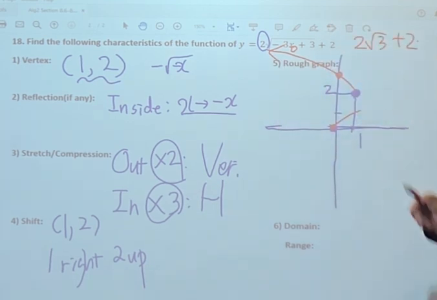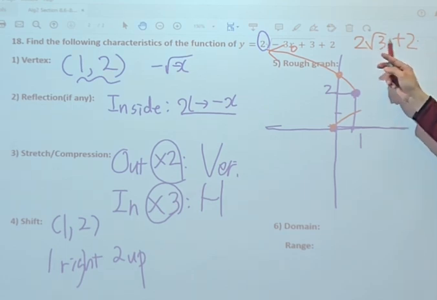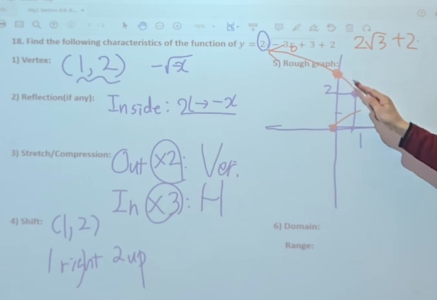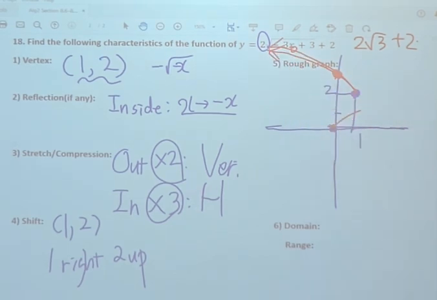Let's just find out whether this is bigger than 2 or smaller than 2. 2 plus something is bigger than 2, right? So I can draw it like that.